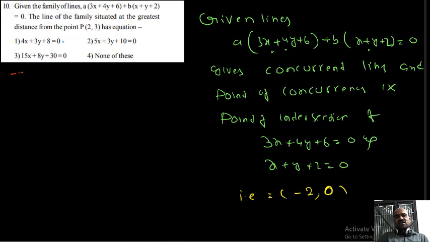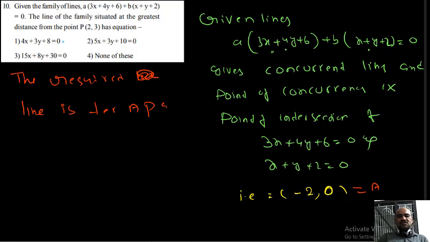So I will write here the required line. The point of concurrency is taken as A, and the given point is P. So the required line is perpendicular to AP and passing through the given point A, the point of concurrency. That is the required line.